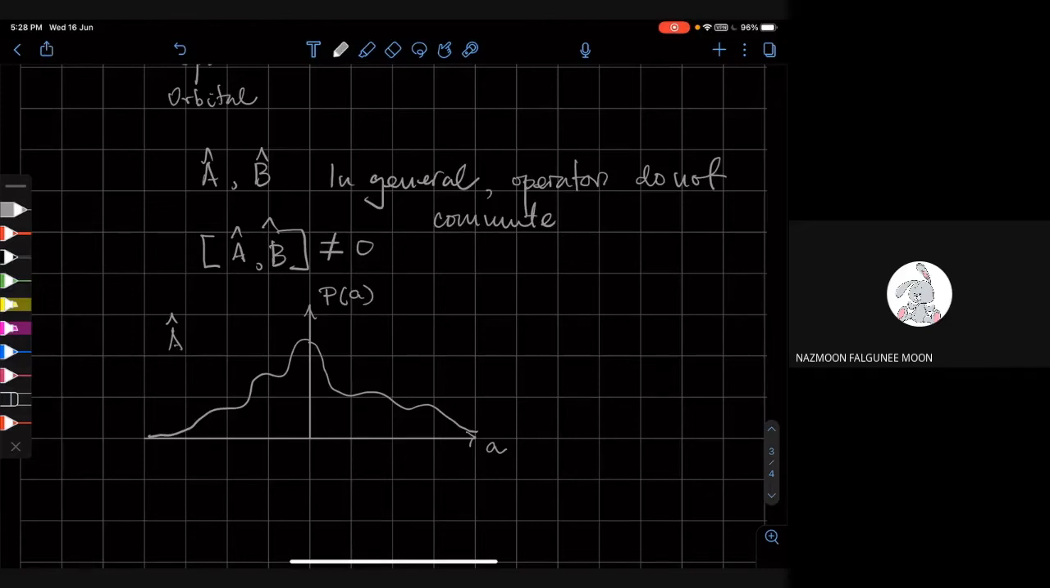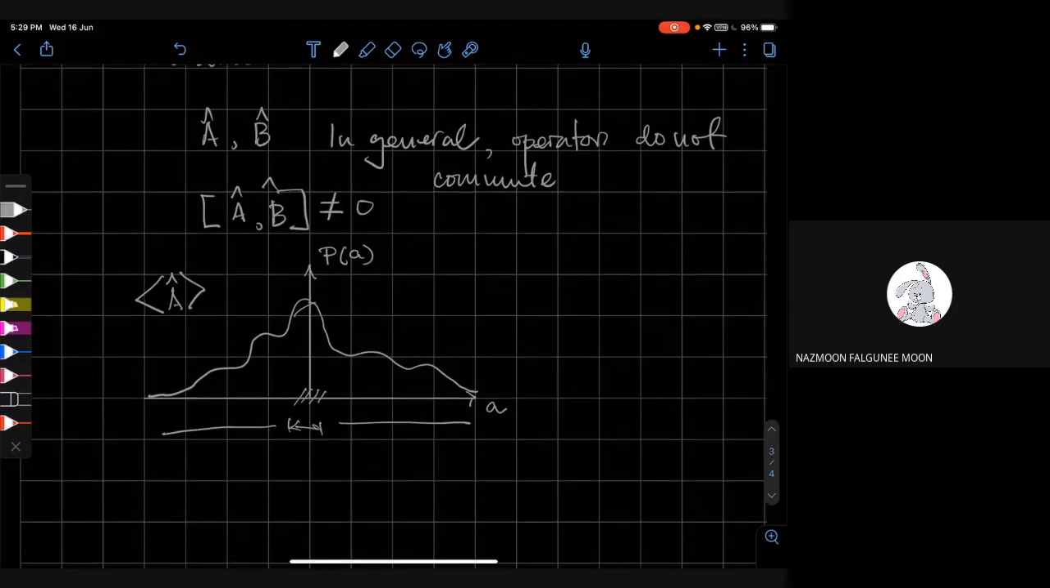Now, if I ask you what the average A is going to be, you're going to guess, right? You're going to say, oh, it's going to be somewhere here, because most of the probable eigenvalues are here, and these are going to cancel out. So the average is going to be somewhere here. That's correct, but the average is just one number, right? The average is the first moment in the language of statistics. To characterize the eigenvalue spectrum of an operator, we should also use how far the eigenvalues spread, right?